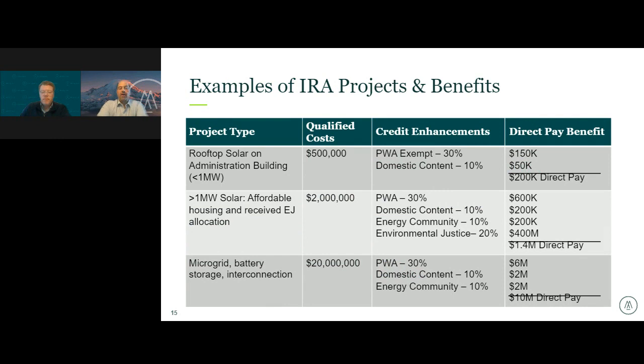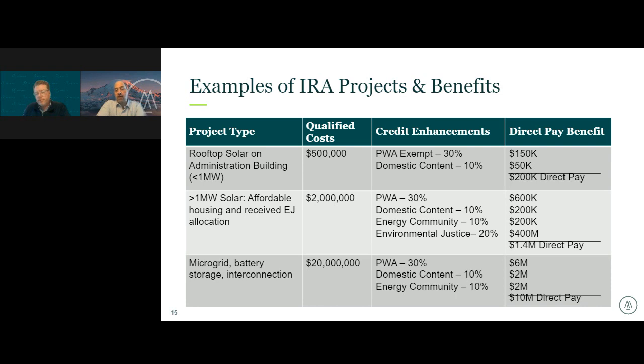And then we wanted to provide you with some concrete examples. I like to see examples of things and understand, well, what does this really mean if we're actually doing something here? So if we take our first project on this list, we've got a rooftop solar facility that's being placed on an administrative building. It's smaller than 1 megawatt in size, so it's exempt from prevailing wage and apprenticeship requirements. But in our example here, it actually meets domestic content.